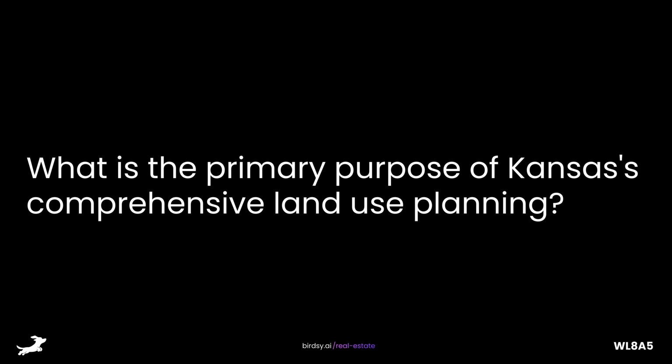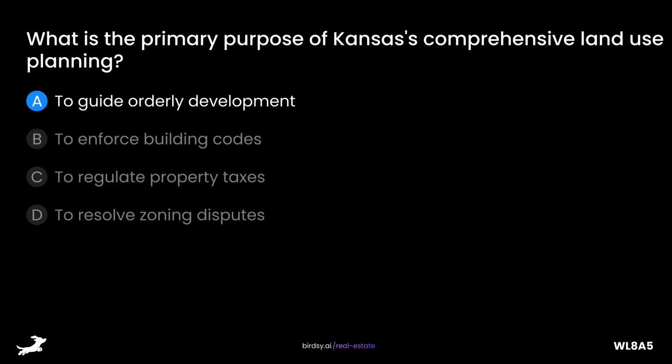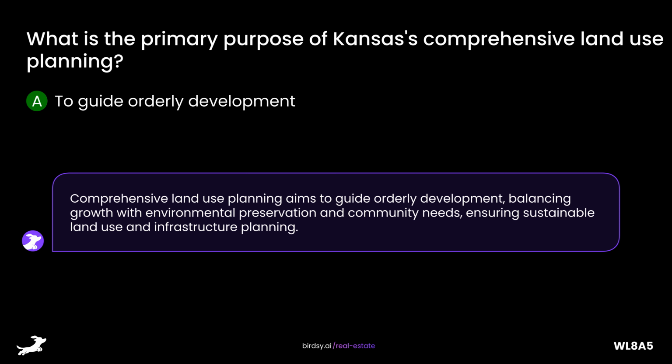What is the primary purpose of Kansas's comprehensive land use planning? Is it A, to guide orderly development, B, to enforce building codes, C, to regulate property taxes, or D, to resolve zoning disputes? The answer is A, to guide orderly development. Comprehensive land use planning aims to guide orderly development, balancing growth with environmental preservation and community needs, ensuring sustainable land use and infrastructure planning.